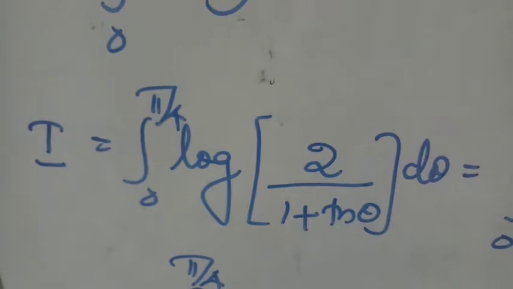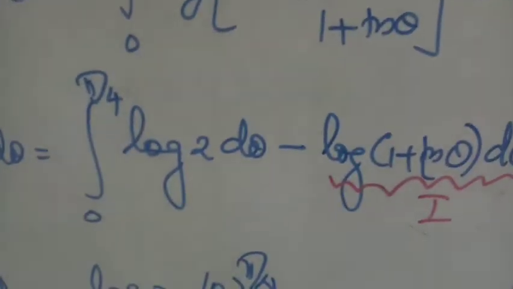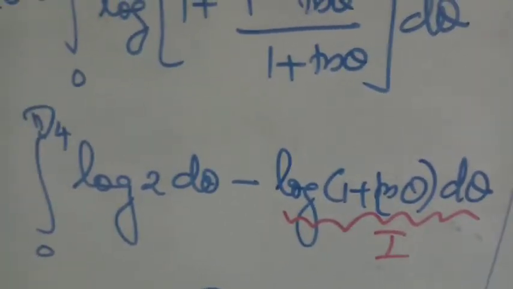Here we have not added 2I or anything. That is simply I. So it is integral 0 to pi by 4 log 2 minus log of 1 plus tan theta d theta. This is the same question we took.